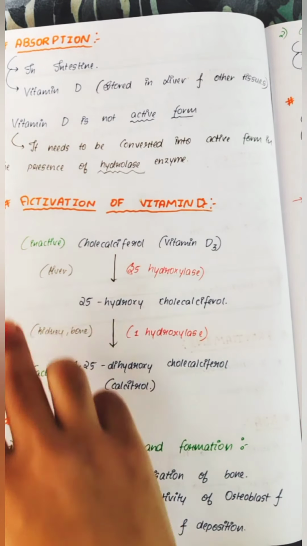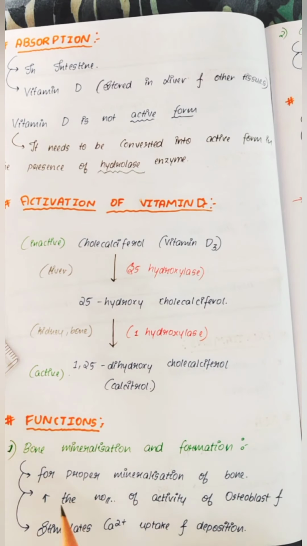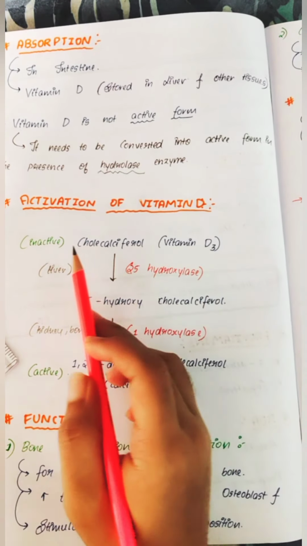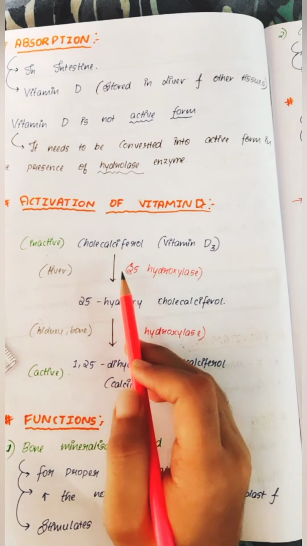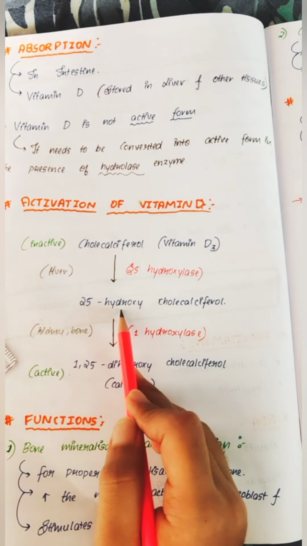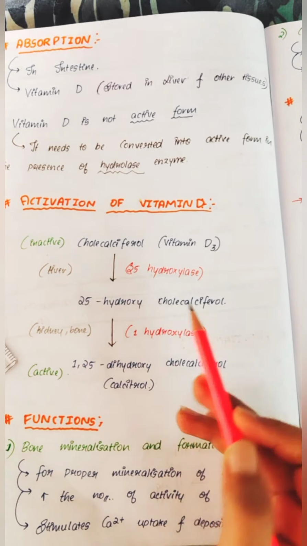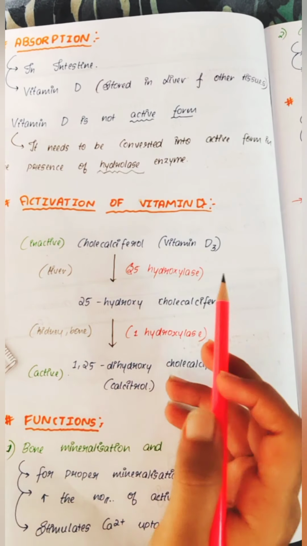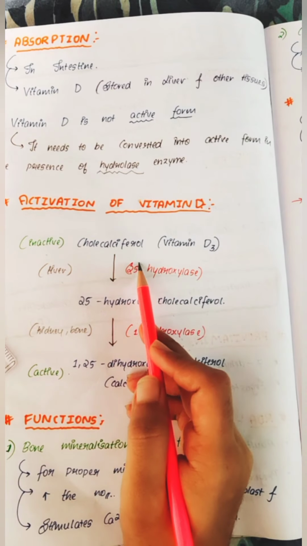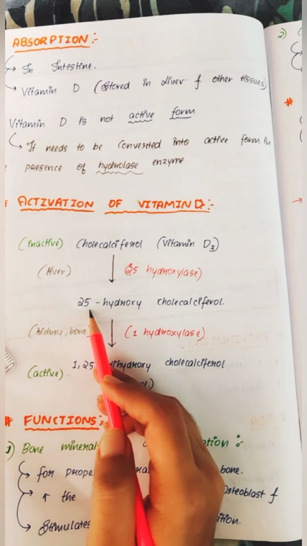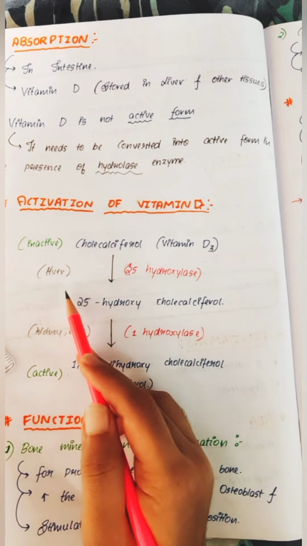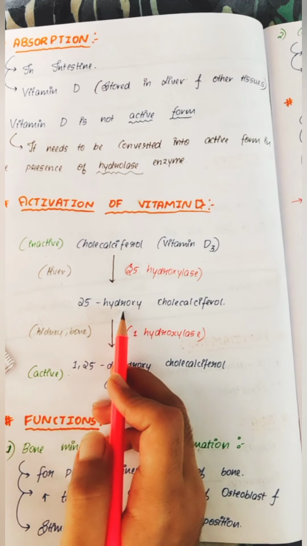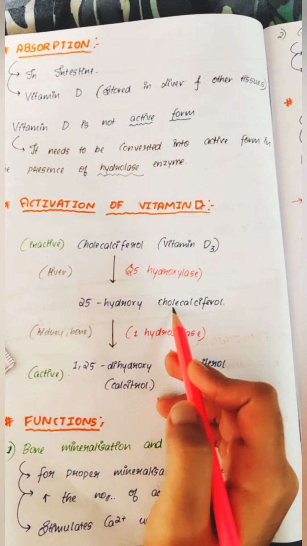So the process has been noted down here. Cholecalciferol, that is vitamin D3, which is in inactive form, is converted into 25-hydroxycholecalciferol in the liver in the presence of the enzyme 25-hydroxylase, a very important enzyme. So this 25 you can remember here also. 25-hydroxylase is the enzyme, and the product obtained is 25-hydroxycholecalciferol.